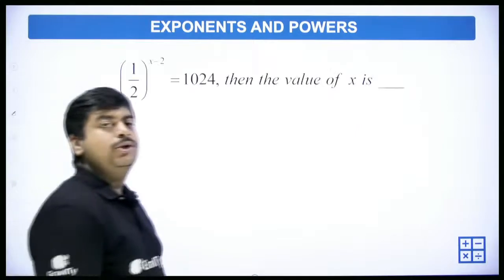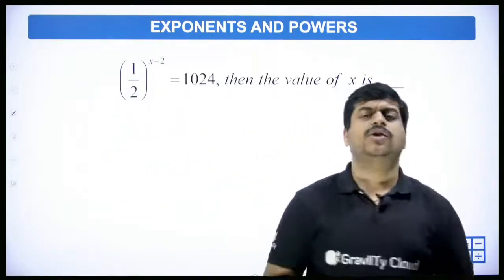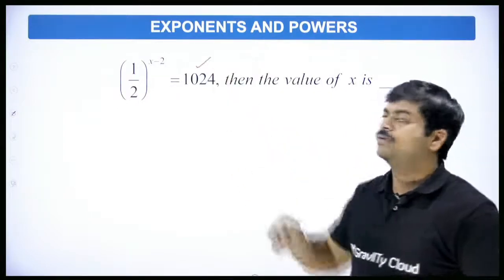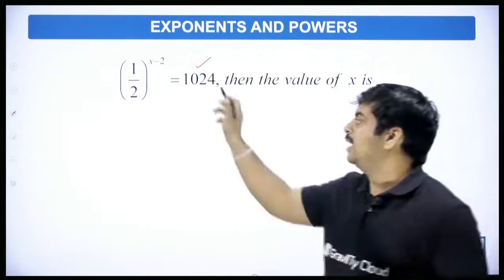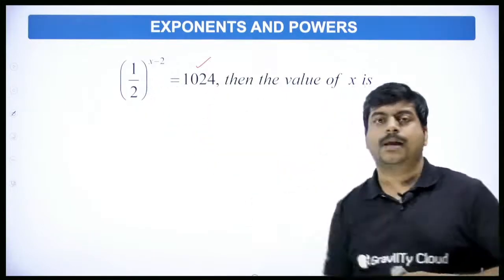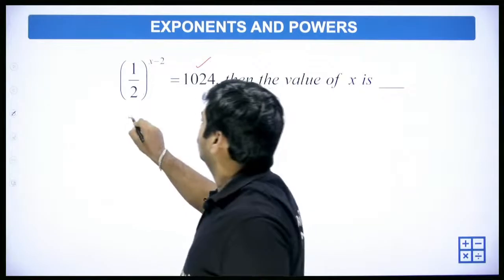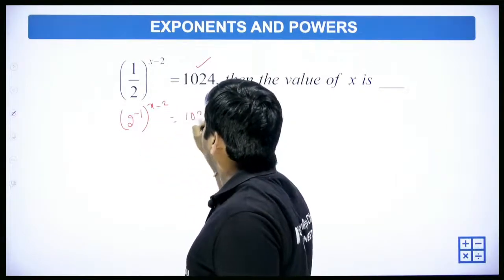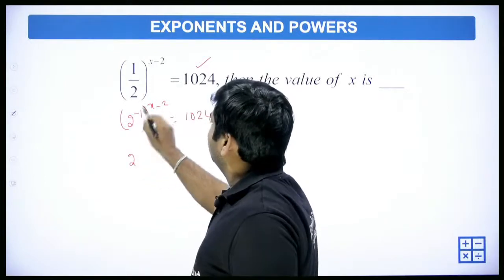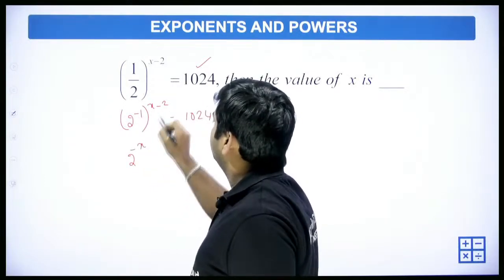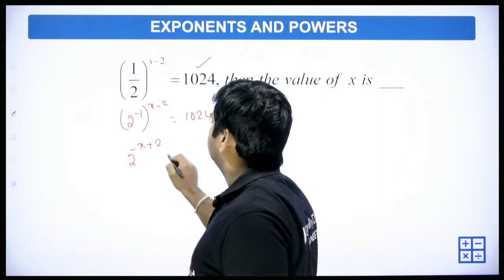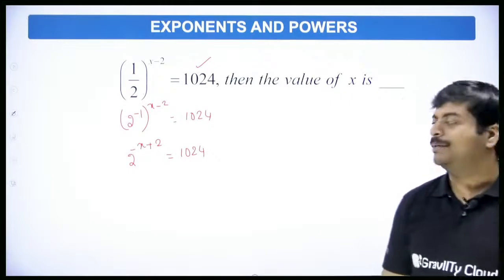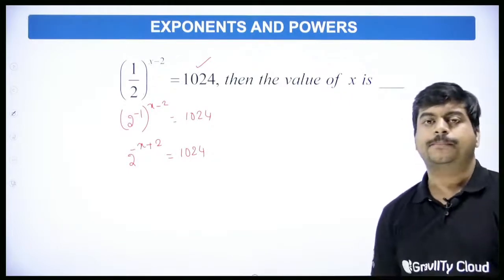Again, (1/2) whole power x minus 2 is equal to 1024, a very beautiful question. This is enough to say that it is related to powers of 2, because it is 1 by 2 here. 1 by 2 is 2 power minus 1. So 2 power minus 1 whole power x minus 2 is equal to 1024. Minus 1 into x is minus x, minus 1 into minus 2 is plus 2. So 2 power minus x plus 2 is equal to 1024, correct?